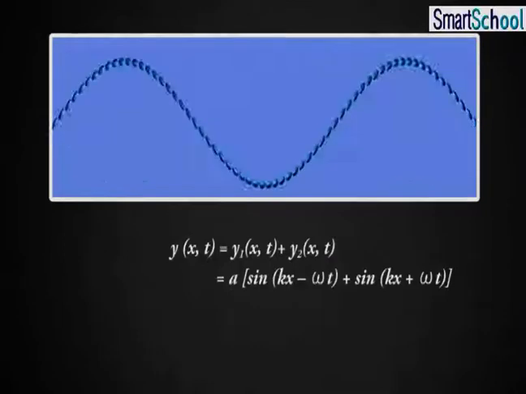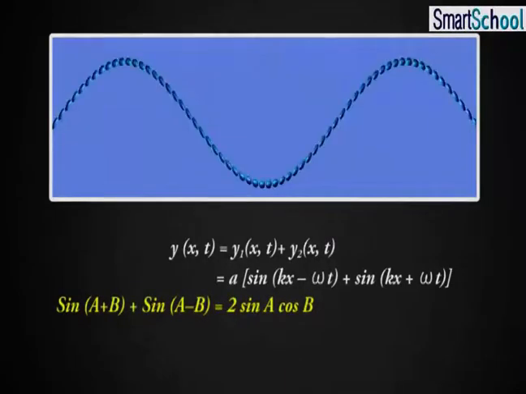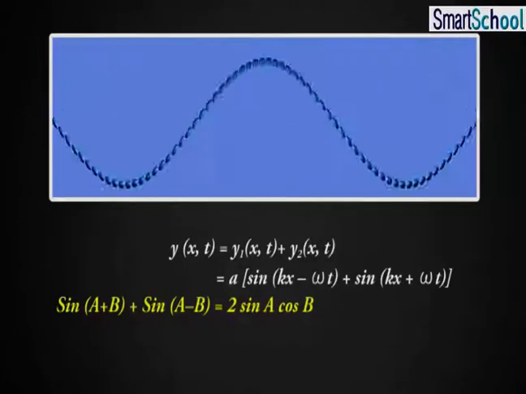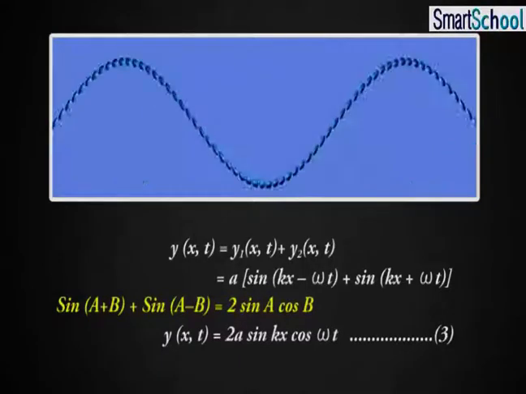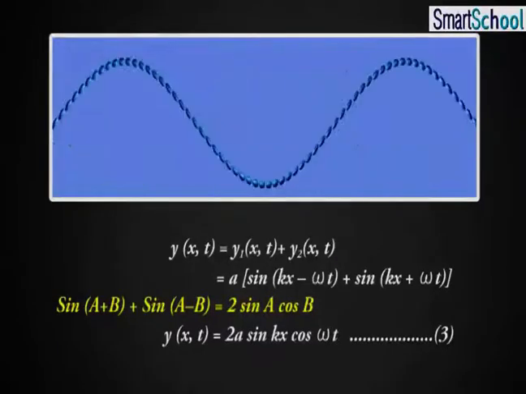Now, using the familiar trigonometric identity, sin(a + b) + sin(a - b) = 2 sin a cos b, we get y(x,t) = 2a sin(kx) cos(ωt). Let it be equation 3.